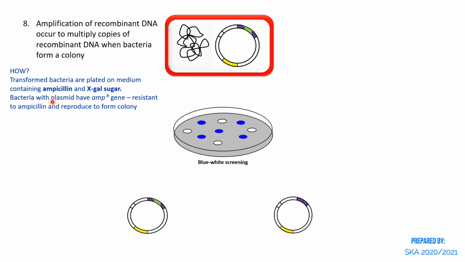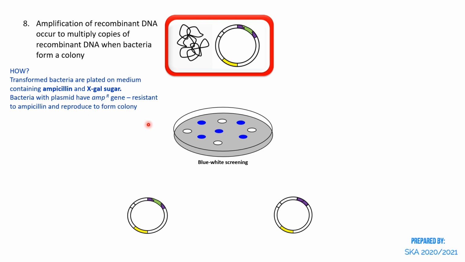So bacteria with plasmid with the ampicillin-resistant gene will be resistant towards ampicillin. And this bacteria can reproduce to form a colony. So by looking at this petri dish, either it is white colonies or blue colonies, these bacteria have plasmid with the ampicillin-resistant gene. Bacteria without plasmid cannot survive because the function of ampicillin here is to kill the bacteria without plasmid.